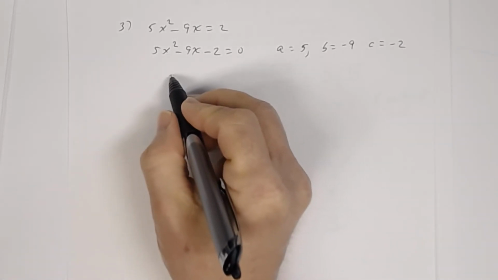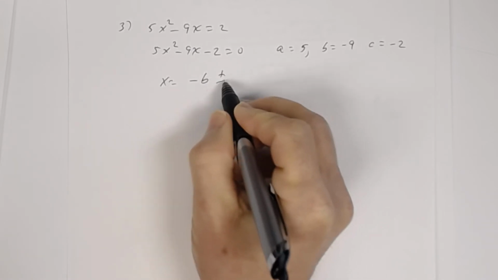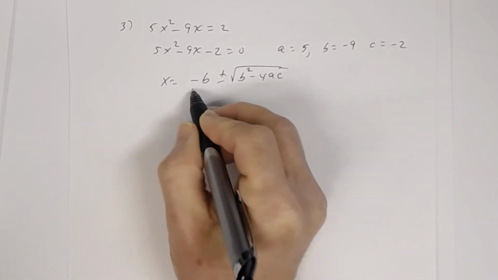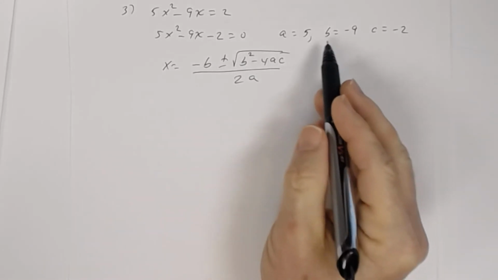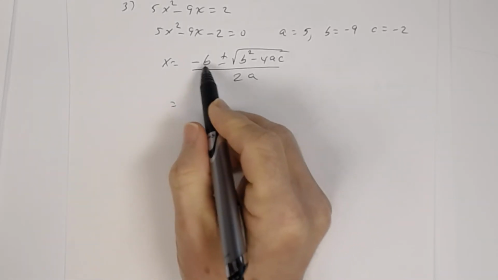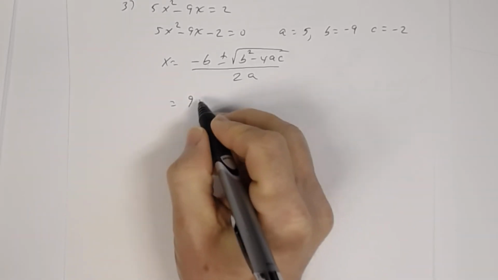And so your formula, remember, since my variable is x, you can say x equals the opposite of b plus or minus the square root of b squared minus 4ac, divided by 2a. And so now we're going to just substitute these values into the formula. So x equals the opposite of b. Well, b is a negative 9. The opposite of negative 9 is a positive 9.